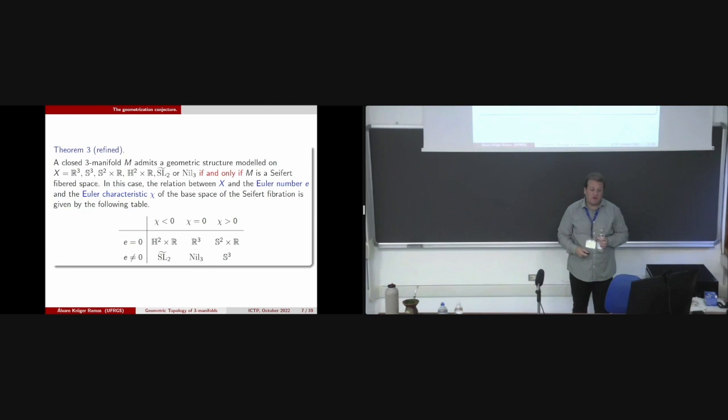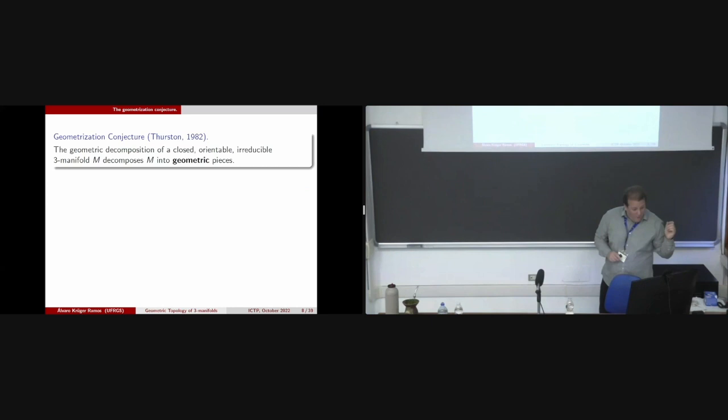If the Euler number is 0, then you have a horizontal surface, and the model geometries are going to be H2 cross R if the base orbifold has negative Euler characteristic, R3 if the base orbifold has 0 Euler characteristic, or S2 cross R if the base orbifold has positive Euler characteristic. And if you don't have any horizontal surface, the same thing goes. You have either SL tilde, the Heisenberg group, or the three-sphere. So this is very, very useful, this theorem, to classify geometries. It's like you look at the orbifold, you look at the Seifert fibration, you look at everything, calculate things, and you know what is the model geometry.